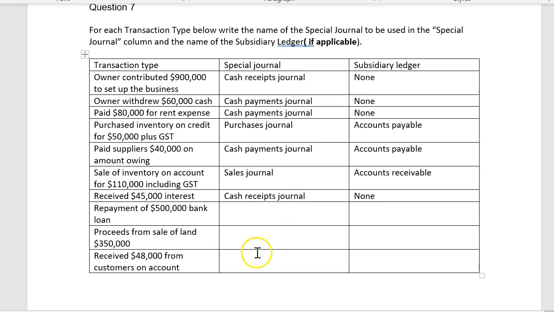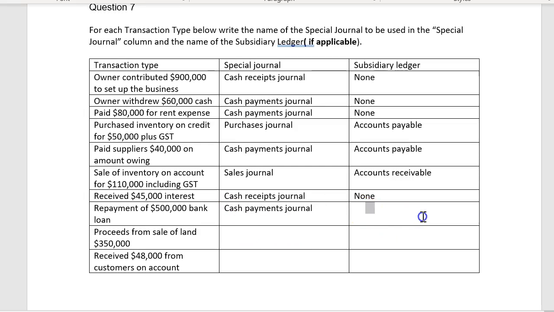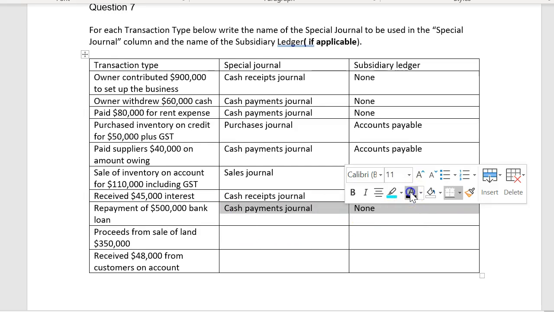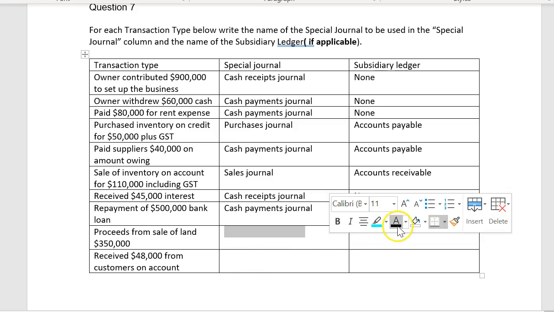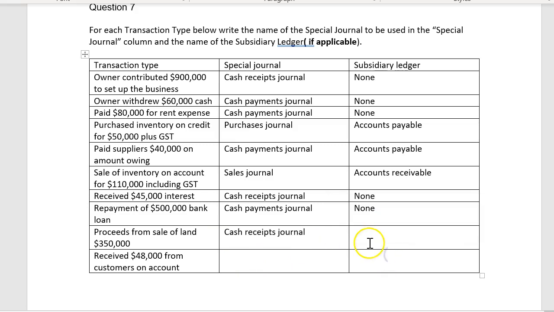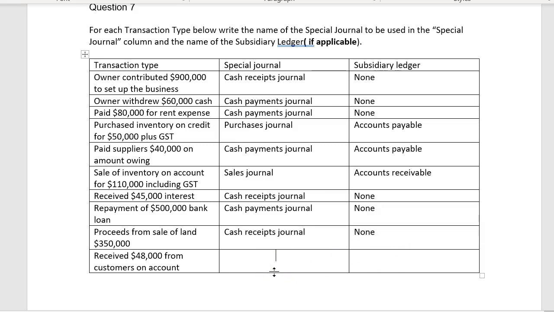Repayment of $50,000 bank loan. It's a cash payment and it's recorded in the cash payments journal. There is no applicable subsidiary ledger for it. Proceeds from sale of land. When you sell non-current assets, you record the cash receipt in the cash receipts journal, and there is no subsidiary ledger for it.